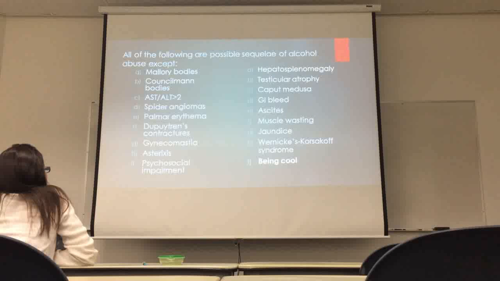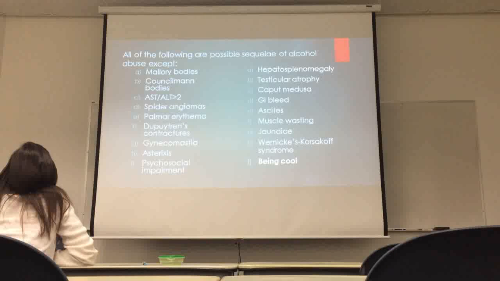Muscle wasting. What do you think about that? With poor protein synthesis and generally poor nutrition, you end up having muscle wasting, but you have central obesity from your ascites. Jaundice, I think that's self-explanatory.